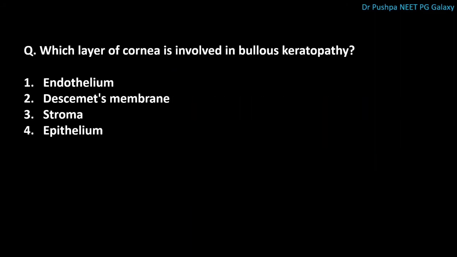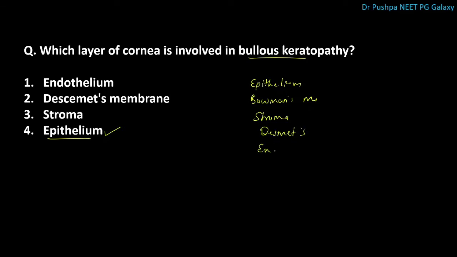First question is, which layer of cornea is involved in bullous keratopathy? The correct answer is epithelium. There are 5 layers of cornea. One is epithelium, Bowman's membrane, stroma, Descemet's membrane, and endothelium. These are the 5 layers of cornea. Sixth layer is called as Duas layer. This is the strongest layer.